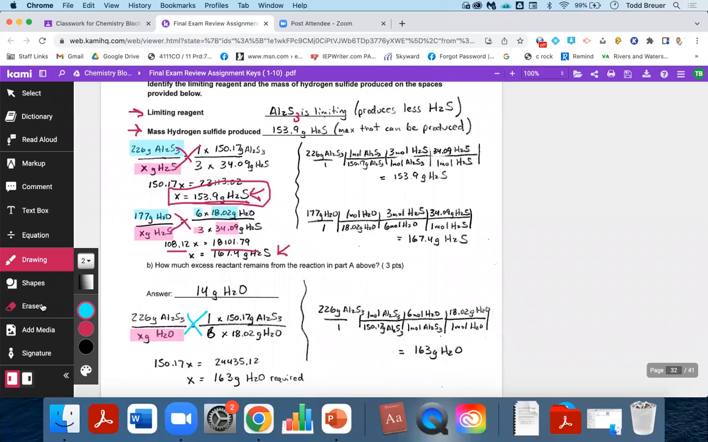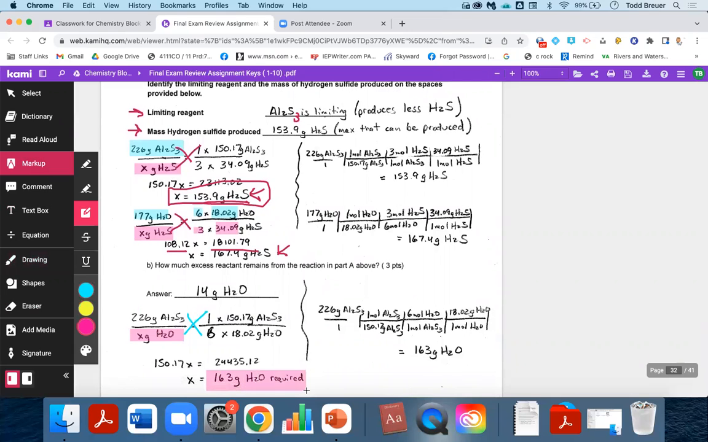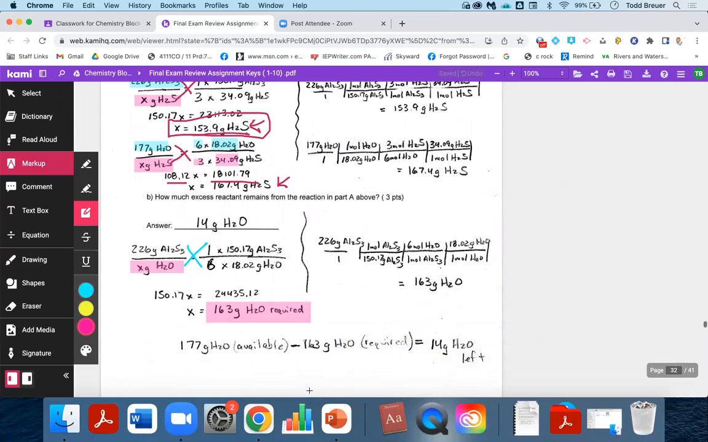You're going to get an amount of water, right? That amount of water is the required amount. To use up all of our aluminum sulfide requires 163 grams of water. Well, in the pile, we have 177 available. We compare the available to what we calculated called the required, and we would have 14 grams of water left.